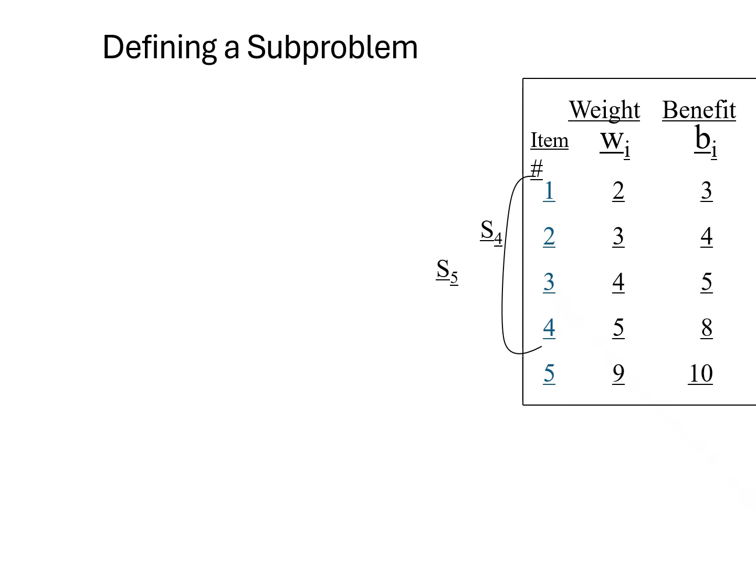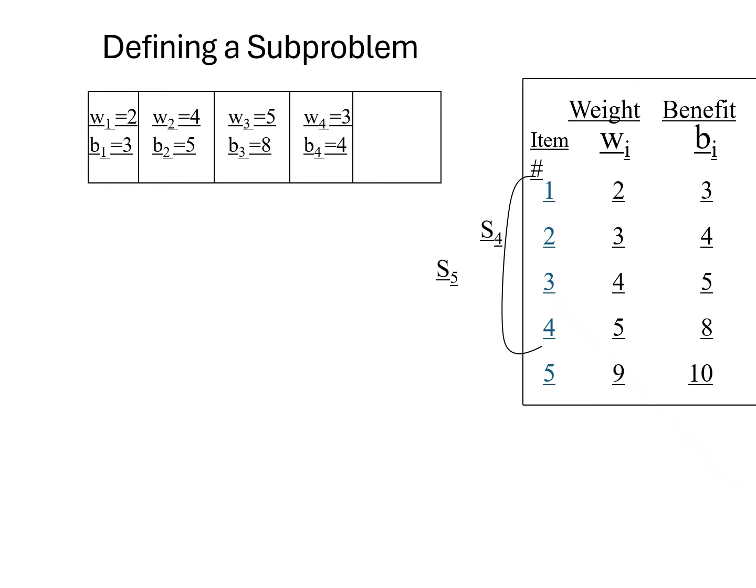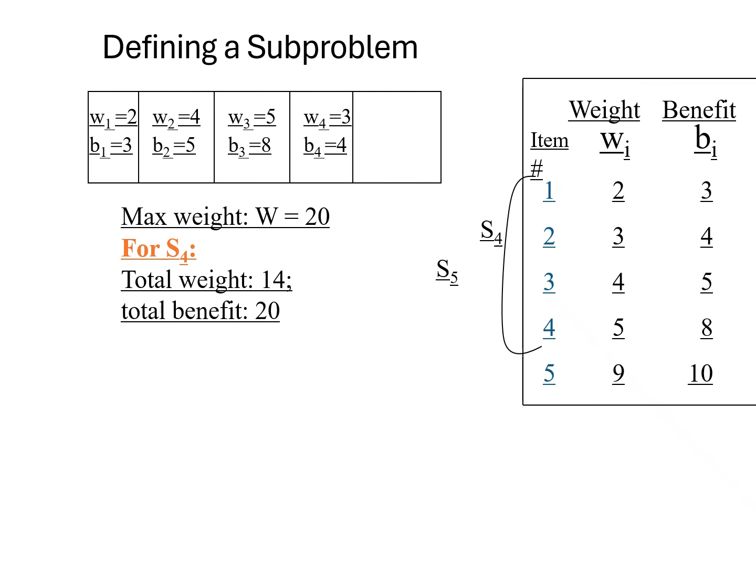Let's have another data set. This is the old problem we discussed in previous slides. And here the subproblem is from 1 to 4, and we pick all the 4 items to maximize the profit that still remains under the capacity of 20. So total capacity used is 14 and total benefit gained is 20.